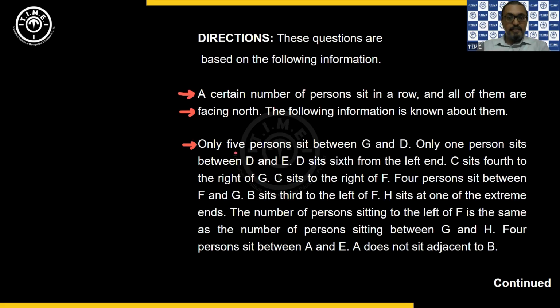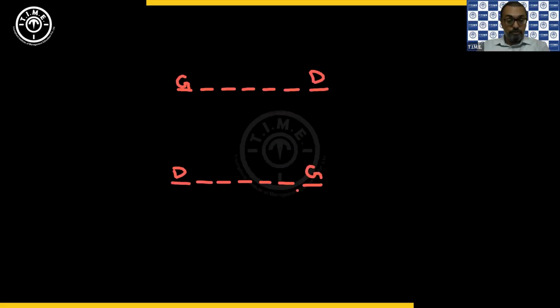You can either consider G, then 1, 2, 3, 4, 5 and D, or you can also have D, 1, 2, 3, 4, 5 and then G. So these are the two arrangements we get, with 5 persons between G and D. Then he says only 1 person sits between D and E, and D sits 6th from the left end.